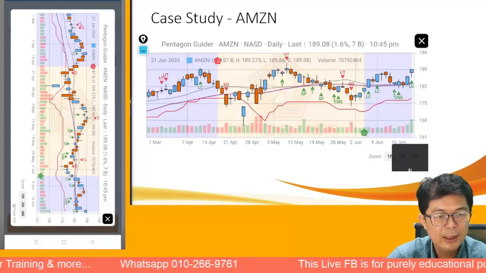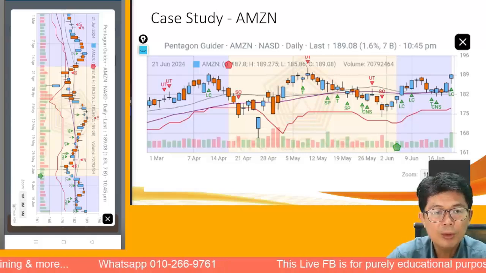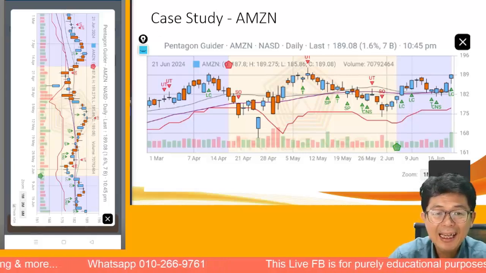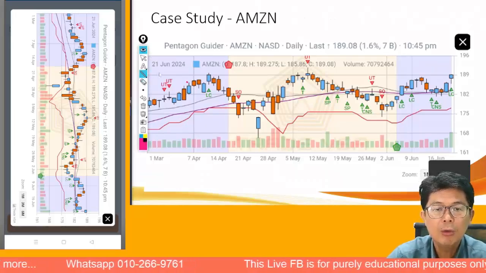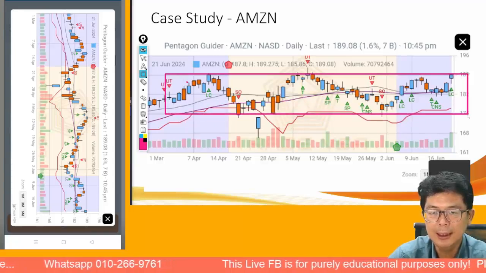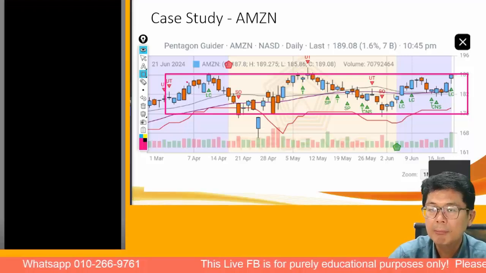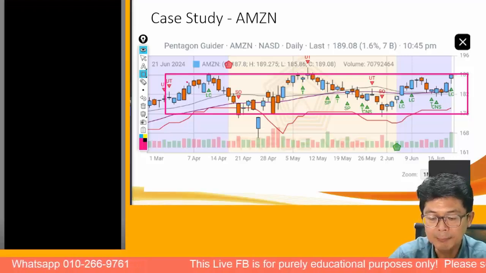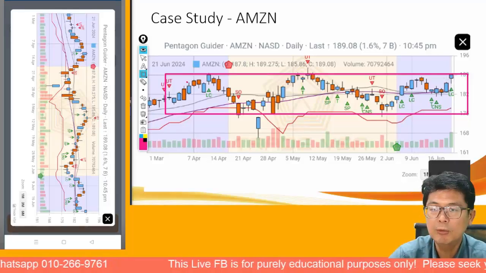All right, so here you can see this chart, it's kind of interesting. First of all, Amazon seems to be moving sideways, right? Why I say that is because if you look at the support and resistance, the market goes up, comes back down, goes up, comes back down. But the green Pentagon momentum, which is in the blue trend zone, is there. And one thing great also, the market started to move up.